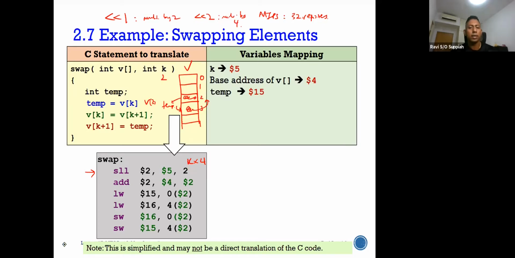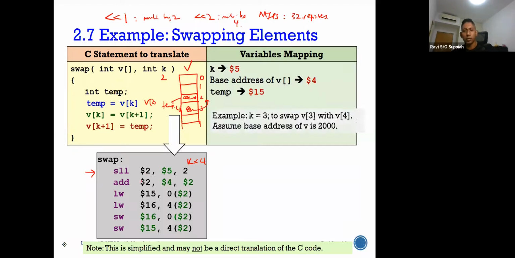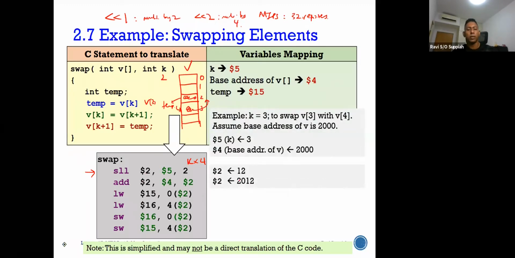Why do you want to do this? Again, it comes back to the understanding that the index is referencing words, correct? So since I'm referencing words, I need to make sure that the addresses are in multiples of 4, because each word is 4 bytes. So this first instruction is going to do that, taking the data in register 5, which is the k or the index, and multiplying by 4 and putting it into register 2. So now register 2 has the offset.